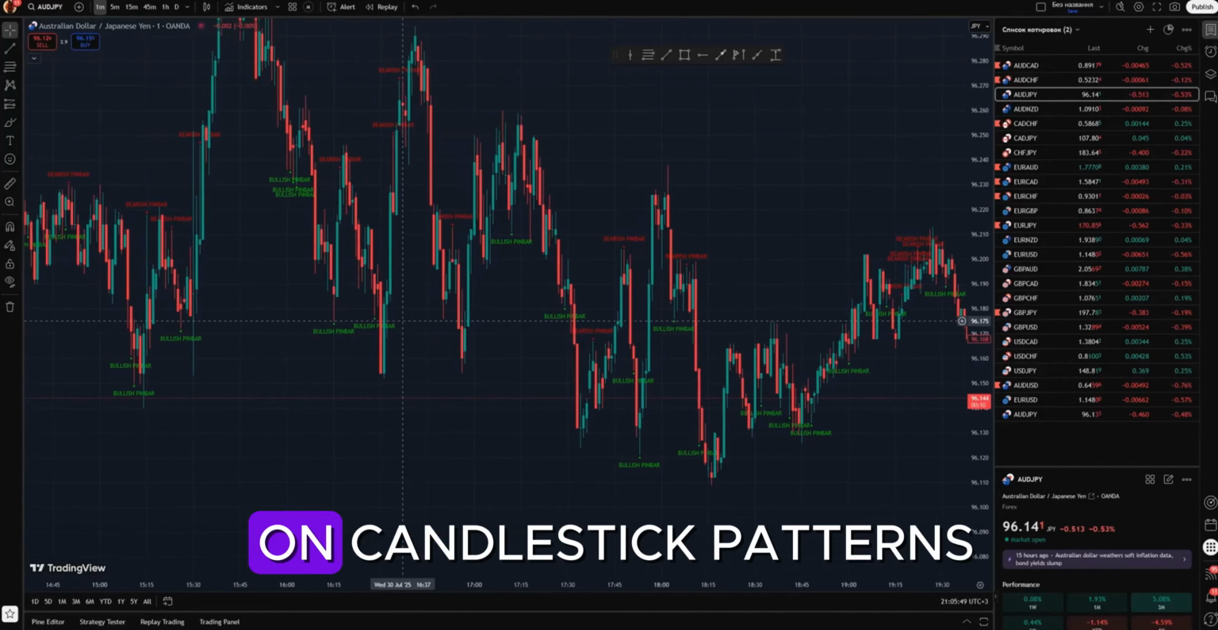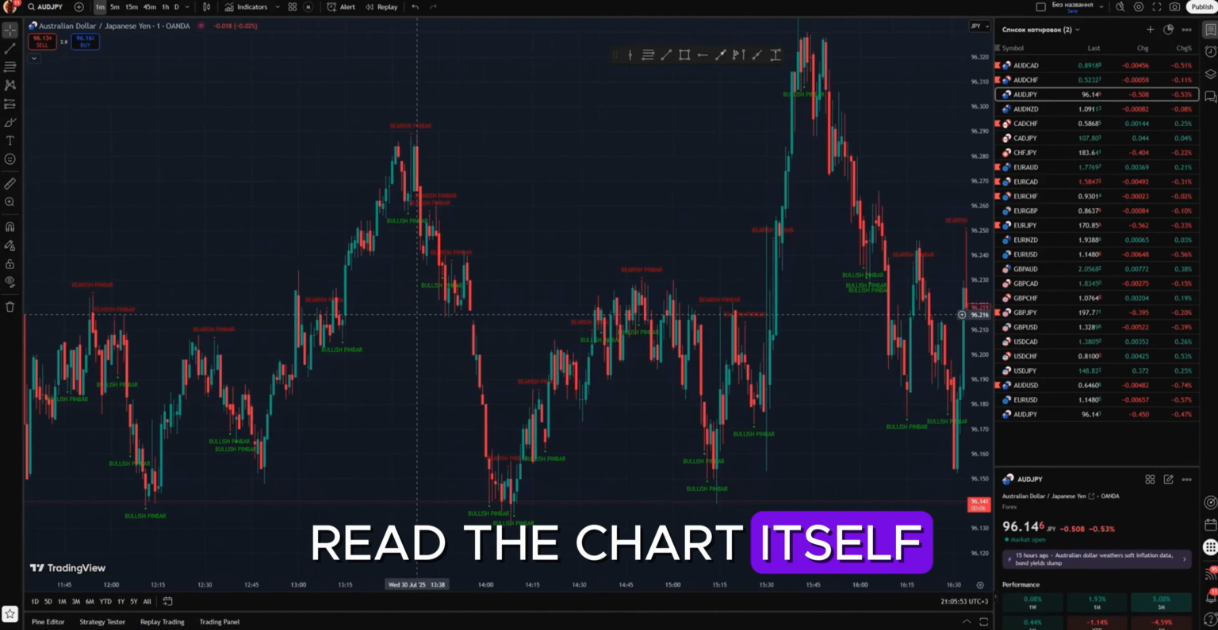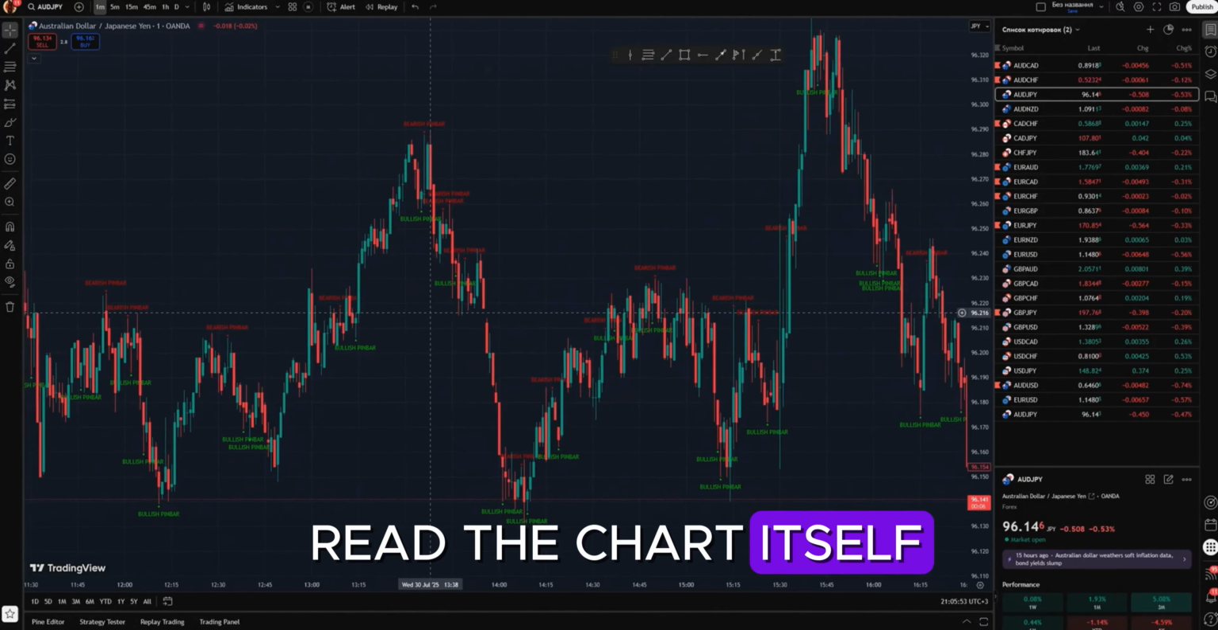The second strategy is price action. This is trading based on candlestick patterns without unnecessary indicators. Here we learn to read the chart itself, price behavior, candlestick structure, and levels. Let's look at an example.